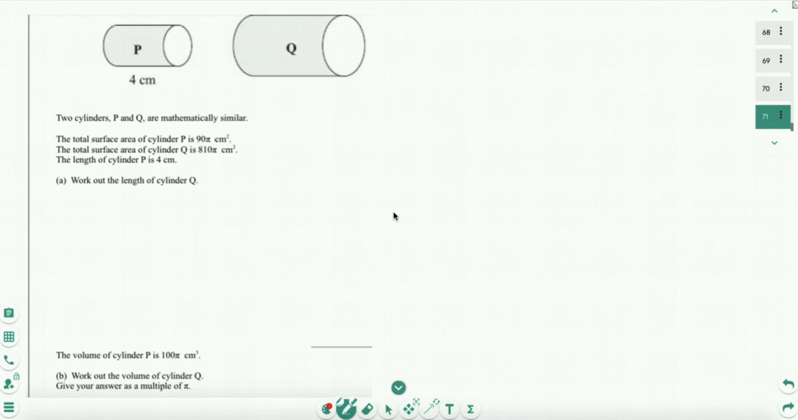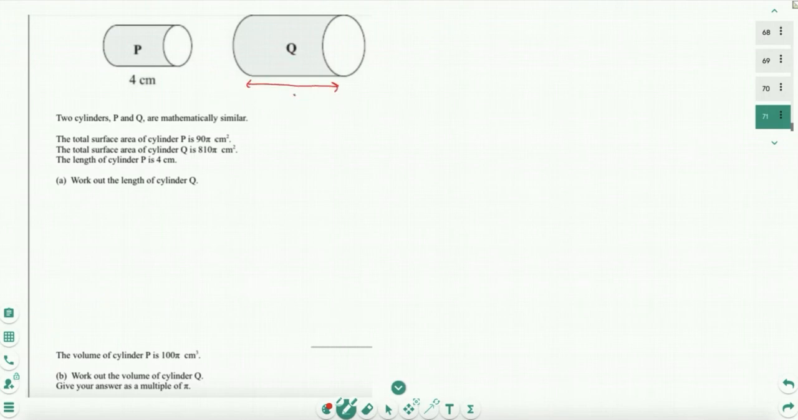Question. Two cylinders, P and Q, are mathematically similar. The total surface area of cylinder P is 90 pi. The total surface area of cylinder Q is 810 pi centimeters squared. The length of cylinder P is 4 centimeters. Work out the length of cylinder Q. I got to find out this length here.